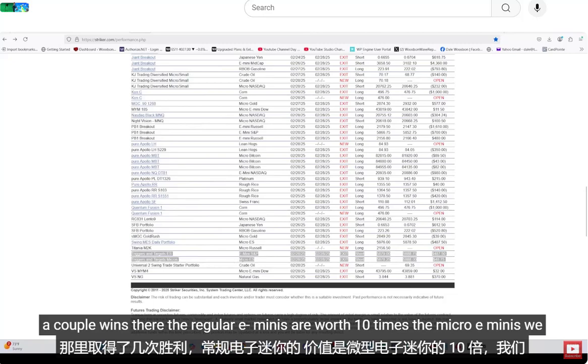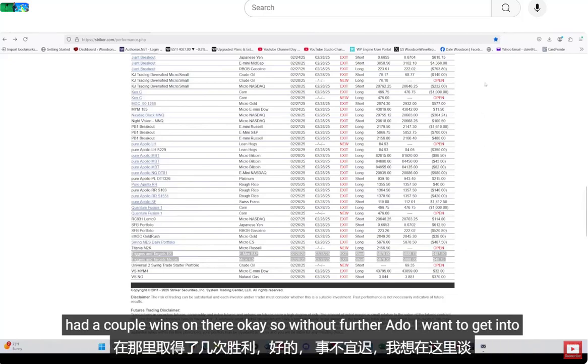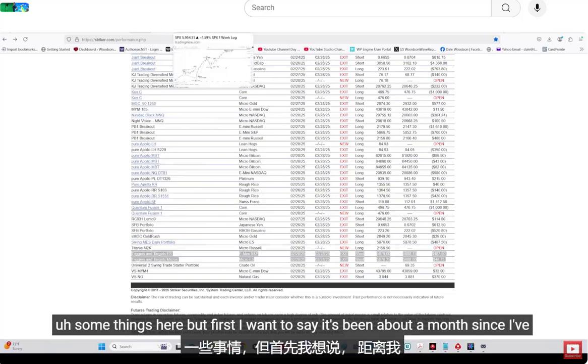The regular E-minis are worth 10 times the micro E-minis. We had a couple wins on there. Okay, so without further ado, I want to get into some things here.